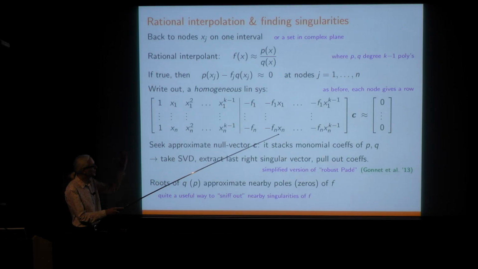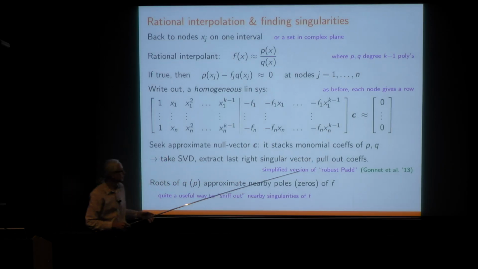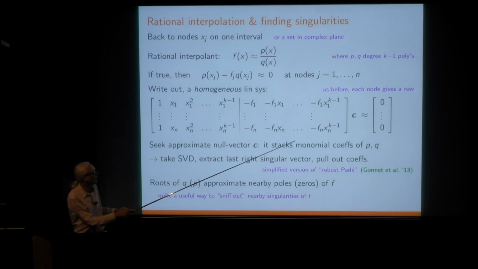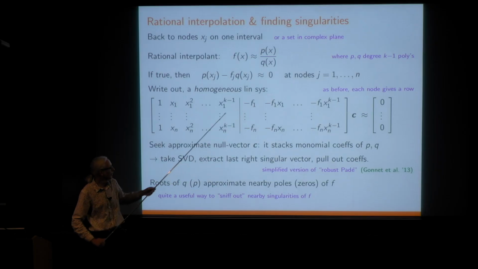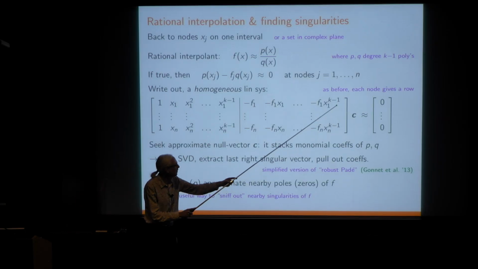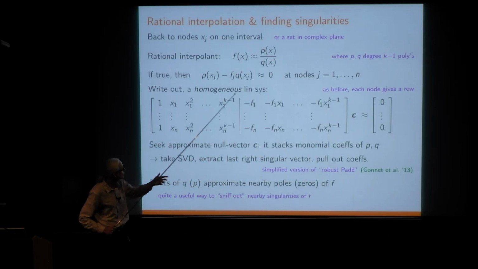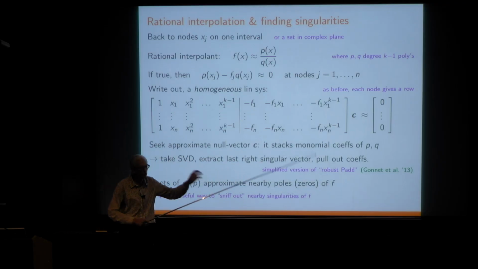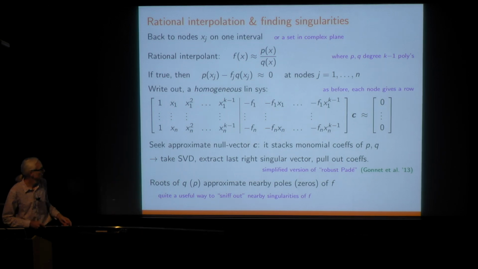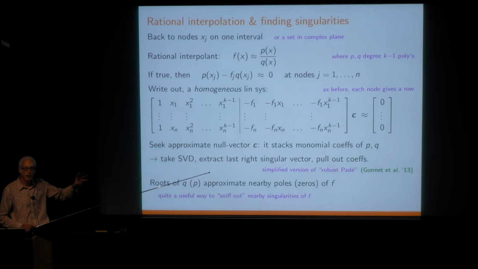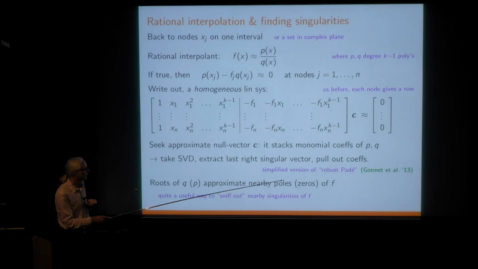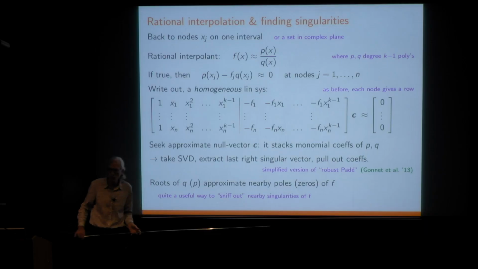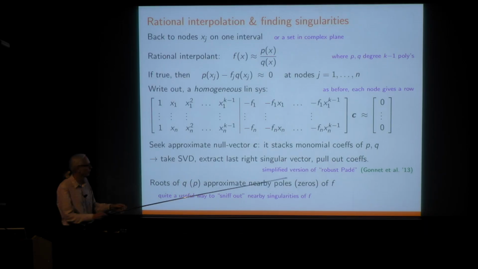So what you're actually, if you look at this linear system, the right-hand side is 0. So it's a homogeneous system, and you're trying to find a vector C that is in the null space of this matrix on the left. The vector C contains, in the first k entries, the coefficients for the p polynomial, and the second k entries are the coefficients for the q polynomial. So the way to do this numerically is now just take the SVD of this stacked Vandermonde pair, extract the last right singular vector, pull out the coefficients of p and q, and this is a simplified version of something called robust Padé that was invented about 10 years ago.